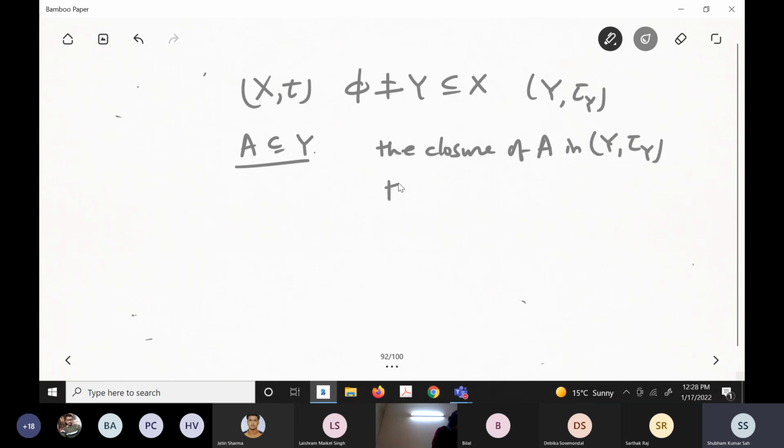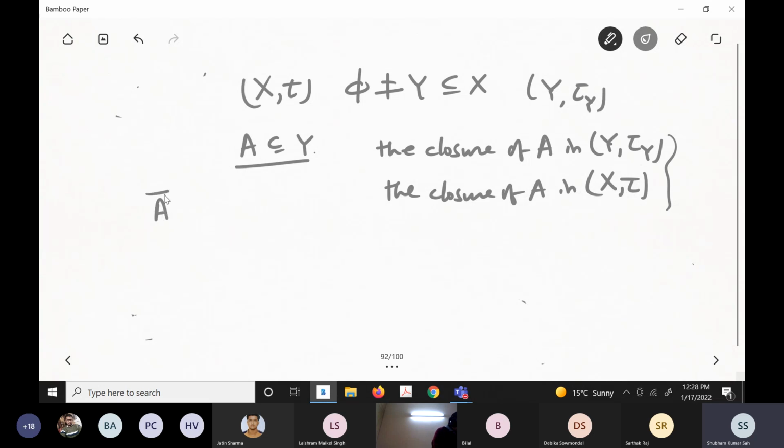I can also consider the closure of A in X top. Look, they are different usually. The closure of A, unless Y is closed and A is closed, usually they are different. So what will be the relation between these? That's why when we have a subspace, eventually we write this notation.